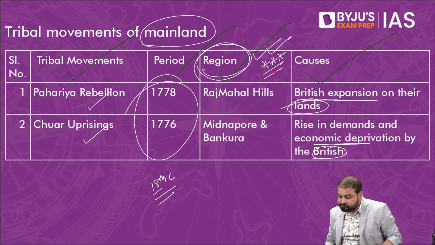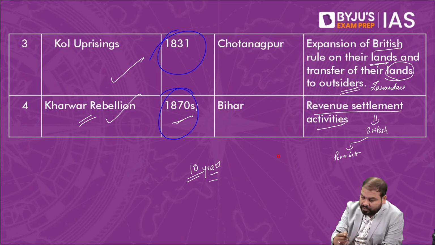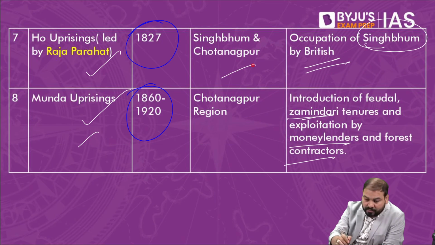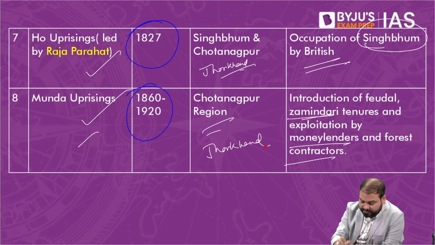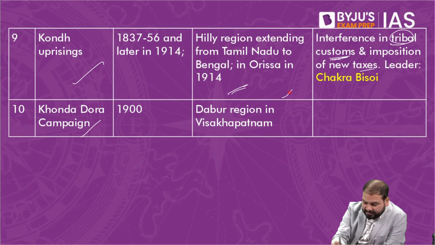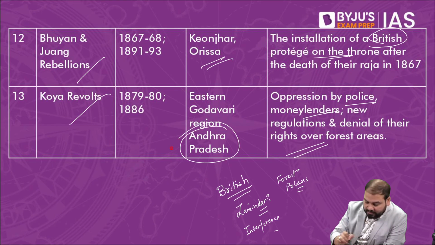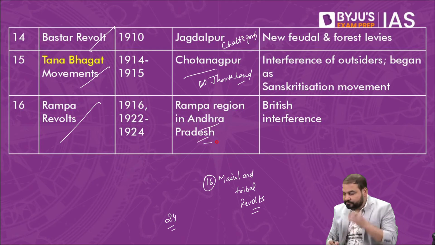Am I clear, everyone? So Rajmahal Hills, present day Jharkhand. Midnapur, Bankura, present day West Bengal. Chota Nagpur Plateau, again Jharkhand. You have Bihar, Jharkhand, MP, Gujarat. Singhbhum, again, it's a district in Jharkhand. Chota Nagpur, again, Jharkhand. You can see hilly area right from Tamil Nadu to Bengal. That is all the coastal areas. And then Vishakhapatnam, that's your present day Andhra Pradesh. Of course, Western Ghats, Odisha, Andhra. Chota Nagpur is your Jharkhand. Jagdalpur is Chhattisgarh, Andhra. Am I clear, all of you?